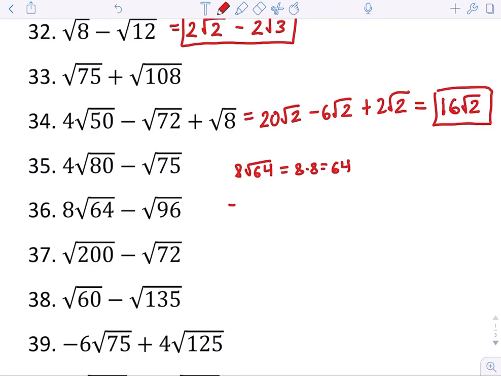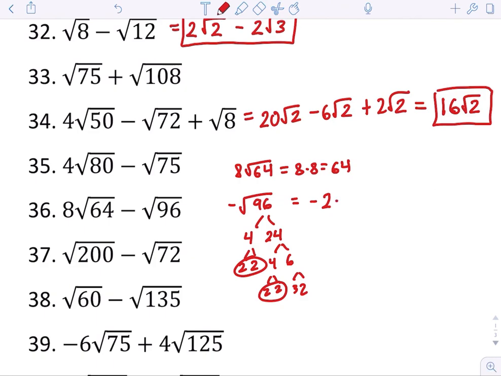Now, negative radical 96, right? Well, 4 and 24. 4 and 6, 2 and 2, 3 and 2. Well, found a pair there, found a pair there. So I know this is going to be negative. Okay, a 2 pops out, right? And another 2 pops out because of both pairs, right? And the leftovers are the 3 and the 2, right? That one and that one. Those are the leftovers. They couldn't find pairs. Simplification of that is negative 4 radical 6.